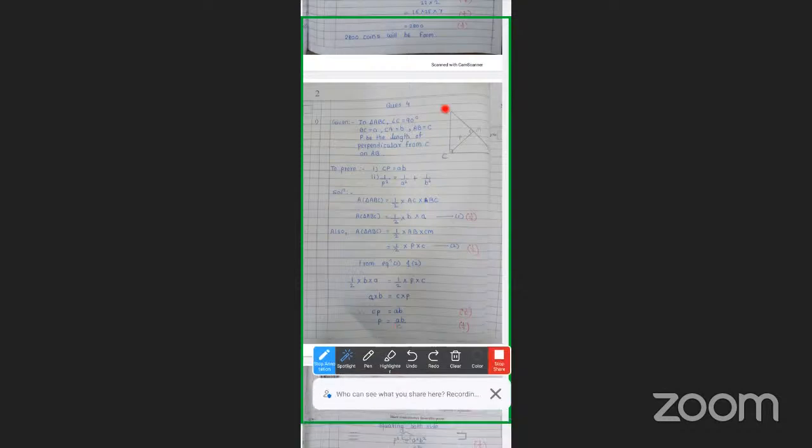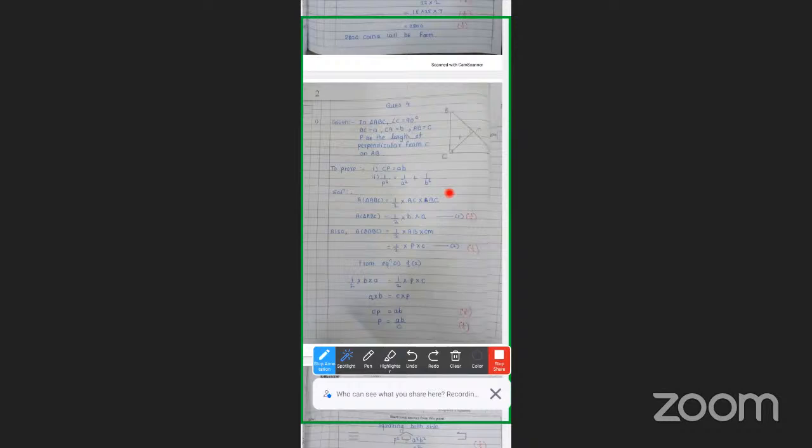So first we have to draw the given diagram. What is the given? We have to draw the diagram here, like that way. So in triangle ABC, angle C is equal to 90 degrees. We have to draw a perpendicular CP. BC is supposed to be a, CA is supposed to be b and AB is supposed to be c. That is the given. What is to be proved? ab is equal to cp and 1 upon p square is equal to 1 upon a square plus 1 upon b square.